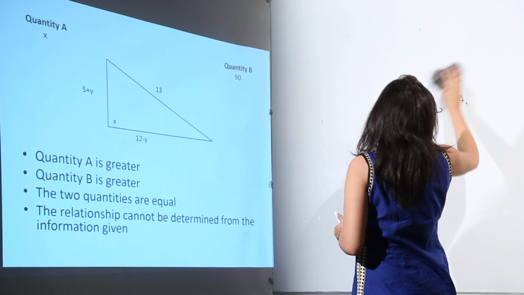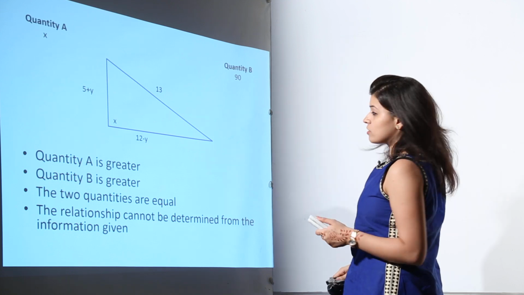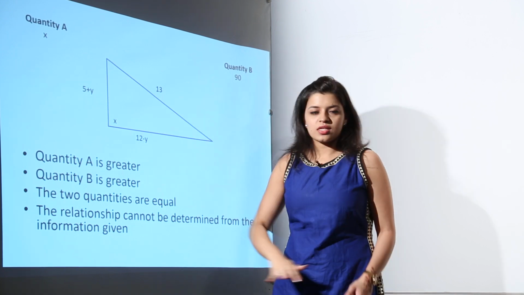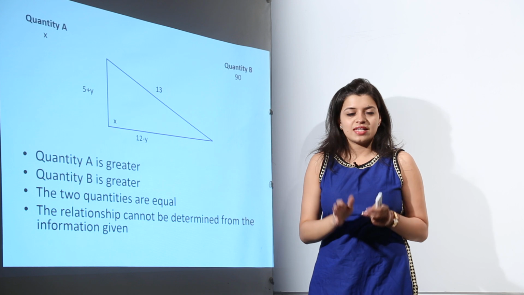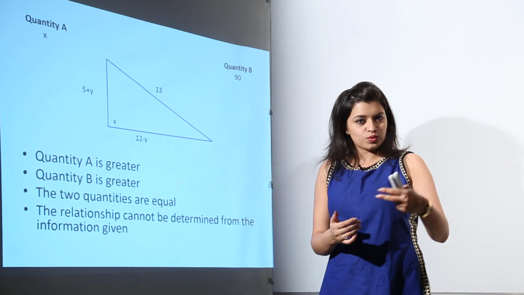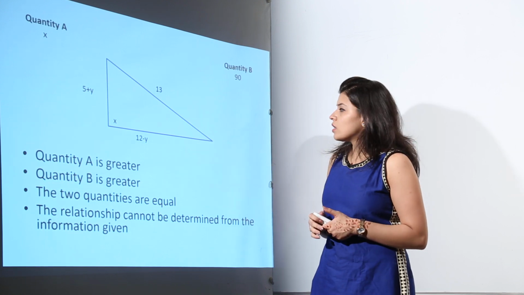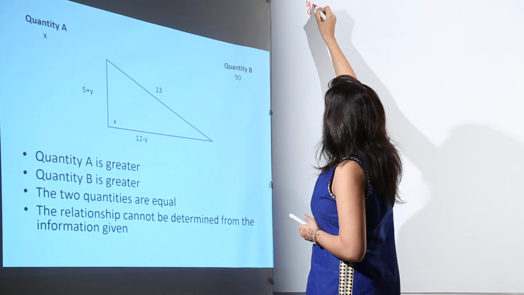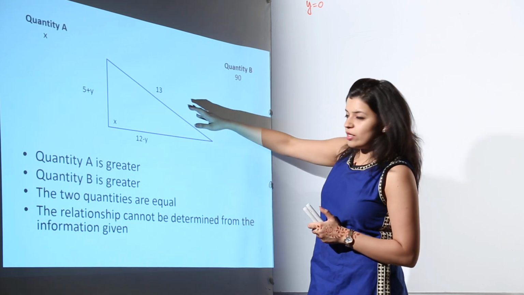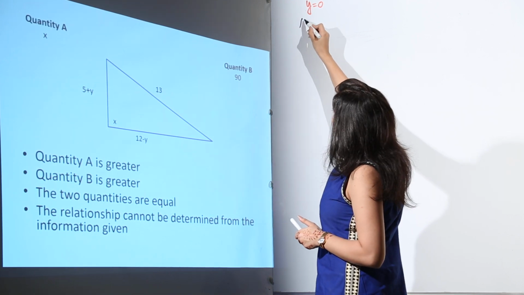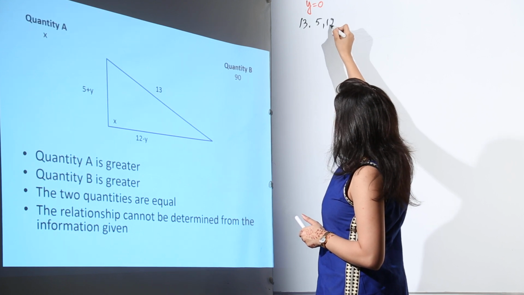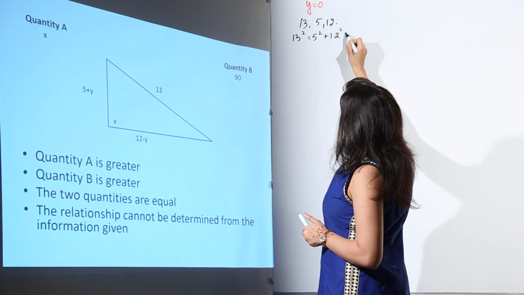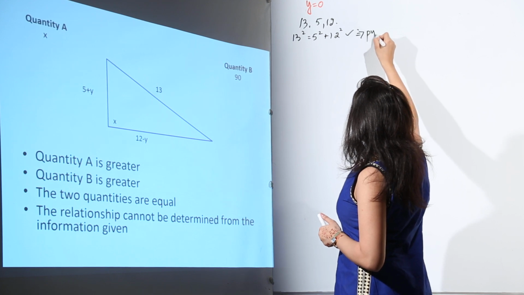Let us see another question. In this question, we have a right angle triangle and we are given the value of the hypotenuse and the other two sides. So we all know that Pythagoras Theorem states that hypotenuse square is equal to the sum of the squares of the other two sides. That is what we have to do in this question. So let us first substitute a random value of y. Let us say that y in this case be 0. So the value of the sides in this case will be 13, 5 and 12. So if we calculate this, 13 square is equal to 5 square plus 12 square. This holds true. That means it is a Pythagorean triplet.